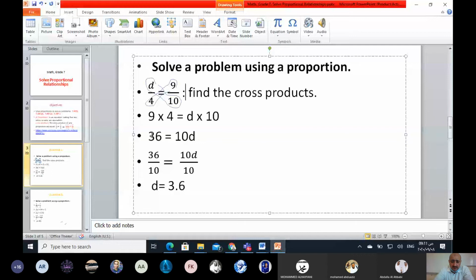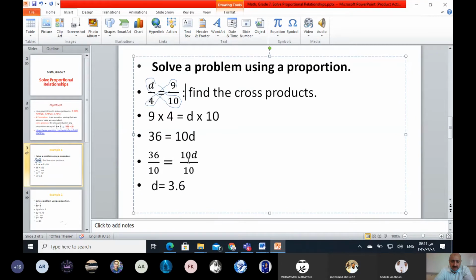To solve this equation, use division. Take the number multiplied by the variable, 10. What is the name of 10? Coefficient. Take the coefficient, then divide the two sides of this equation by the coefficient, by 10. So take 36, divide by 10, then take 10d, divide by 10.